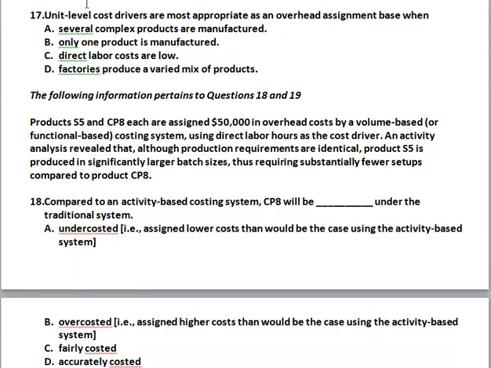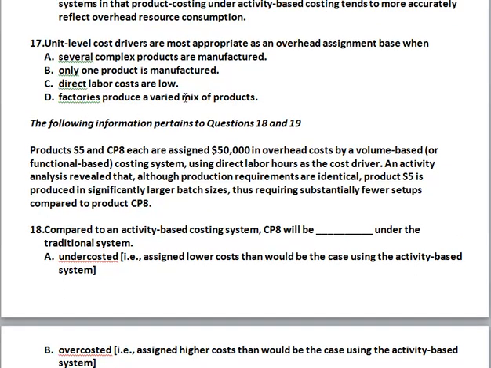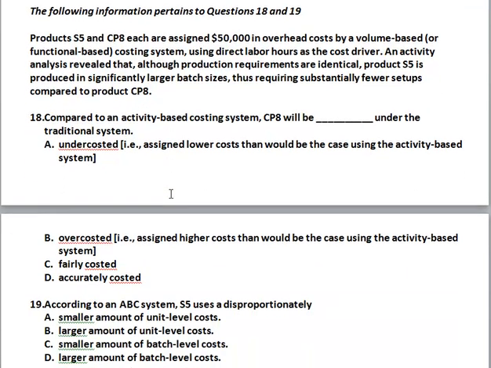Question number 17, unit level cost drivers are most appropriate as an overhead assignment base when, and several complex products are manufactured? No, if the products are very complex, then you need to use ABC. Only one product is manufactured? Then yes. If you're only making one product, then obviously all the overhead goes to that one product and you do not need activity-based costing. So that would make the most sense.